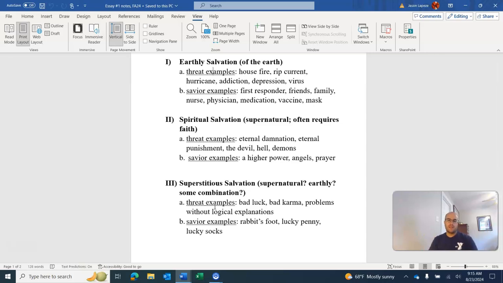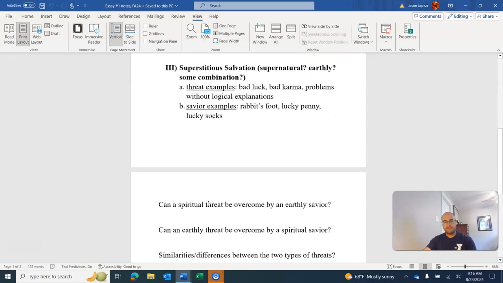And so what I'm asking you to do is consider where it falls. Is it more spiritual than earthly? Is it an exact combination of the two? Because these saviors are pretty earthly, right? You can hold a rabbit's foot in your hand. You can hold a lucky penny. You can put on your socks and look at them and smell them and all that sort of thing. So there are earthly components, but there's also this inexplicable place where luck and bad luck seem to exist. So this would make for an interesting paragraph, I think.